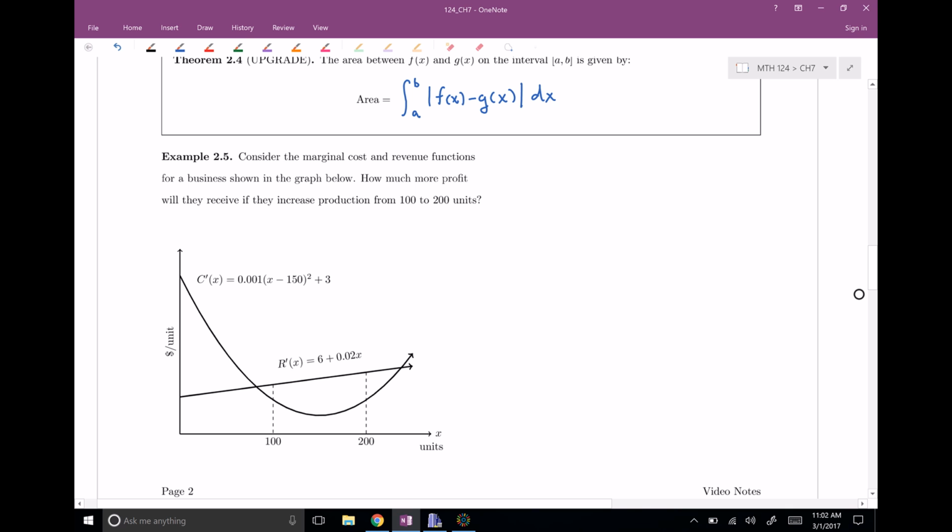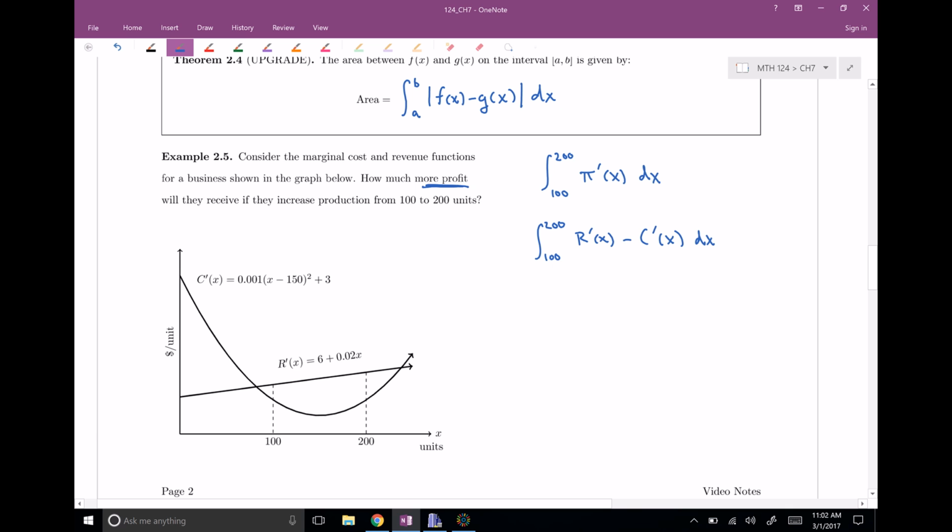So our rate of change, the thing that we want to measure, right, is how much more profit. So we want to add up maybe marginal profit. And I'm going from 100 to 200, right? So this is specifying my interval from 100 to 200. And I'm going to be adding up marginal profit for producing x goods, right? And of course, we know that marginal profit is the same thing as marginal revenue, so R prime of x, subtract away marginal cost, C prime of x, right? So those are the derivatives.